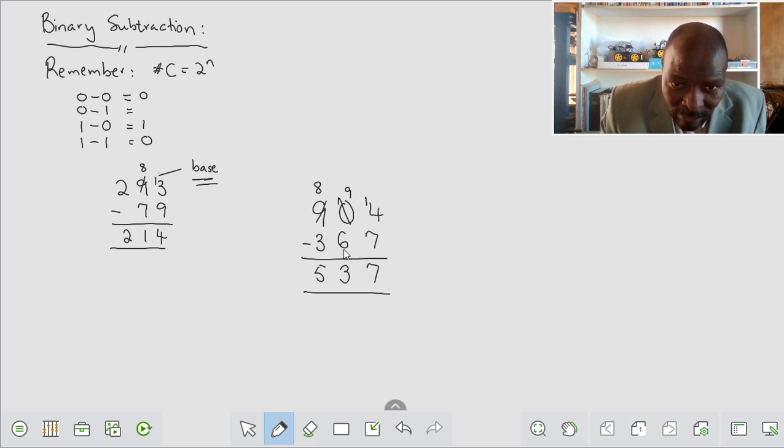And I'm sure when you go back, 7 plus 7 will be 14, which is 4. Carry 1. 6 plus 3 plus that 1 gives us 10. Carry 1. 3 plus 5 will be 8, plus that 1 becomes 9, and we are all happy.